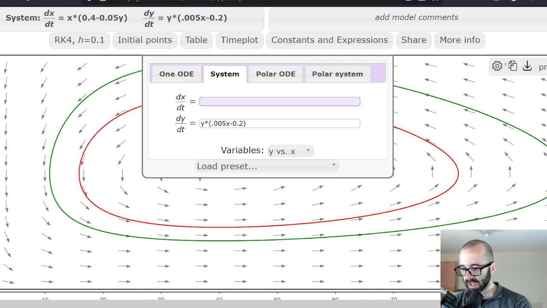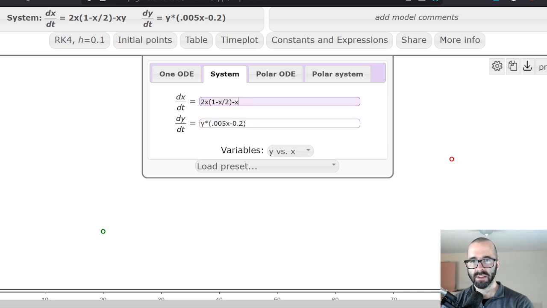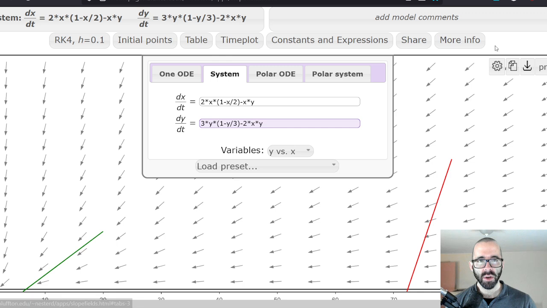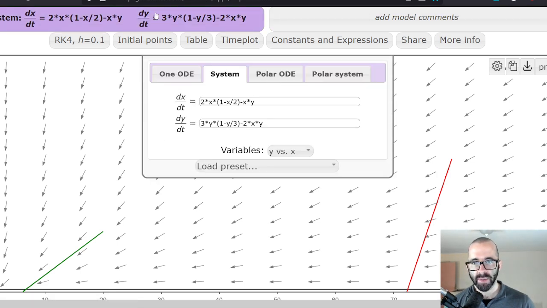And we're going to say we have 2x times 1 minus x over 2 minus x times y. It doesn't like, I think you need multiplication here. I don't remember. And then over here, we're going to have 3 times y times 1 minus y over 3 minus 2 times x times y. And we are going to have something that I may or may not have typed in incorrectly. 2x times 1 minus x over 2 minus x times y. 3y times 1 minus y over 3 minus 2 times x times y.